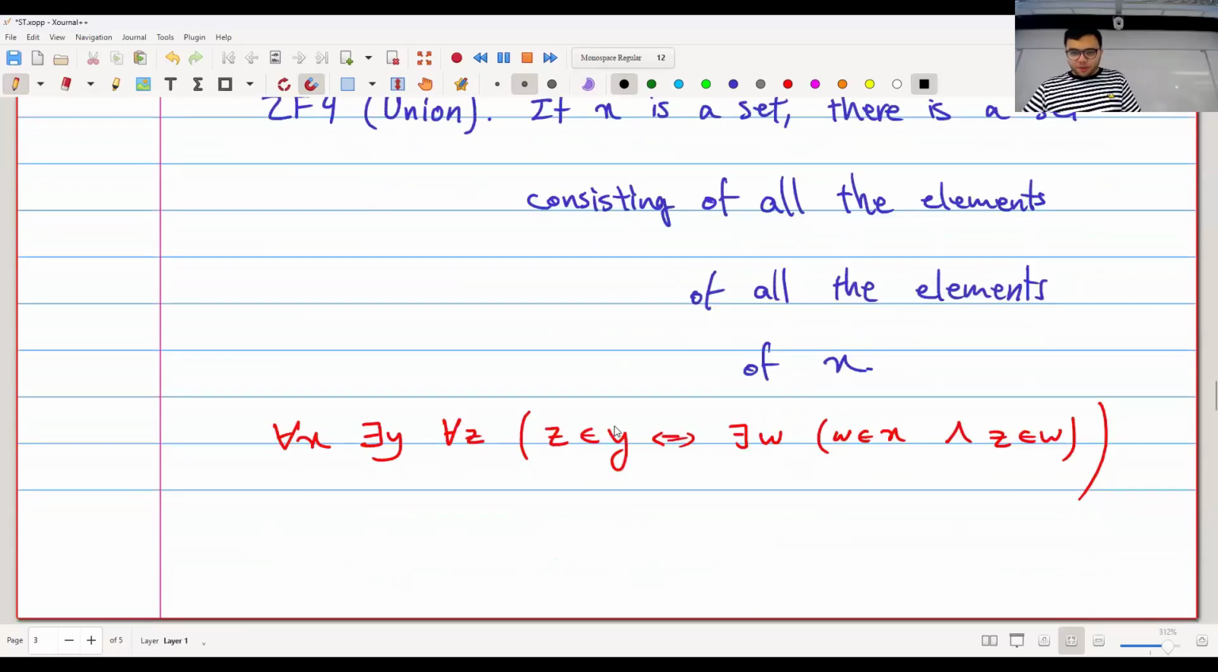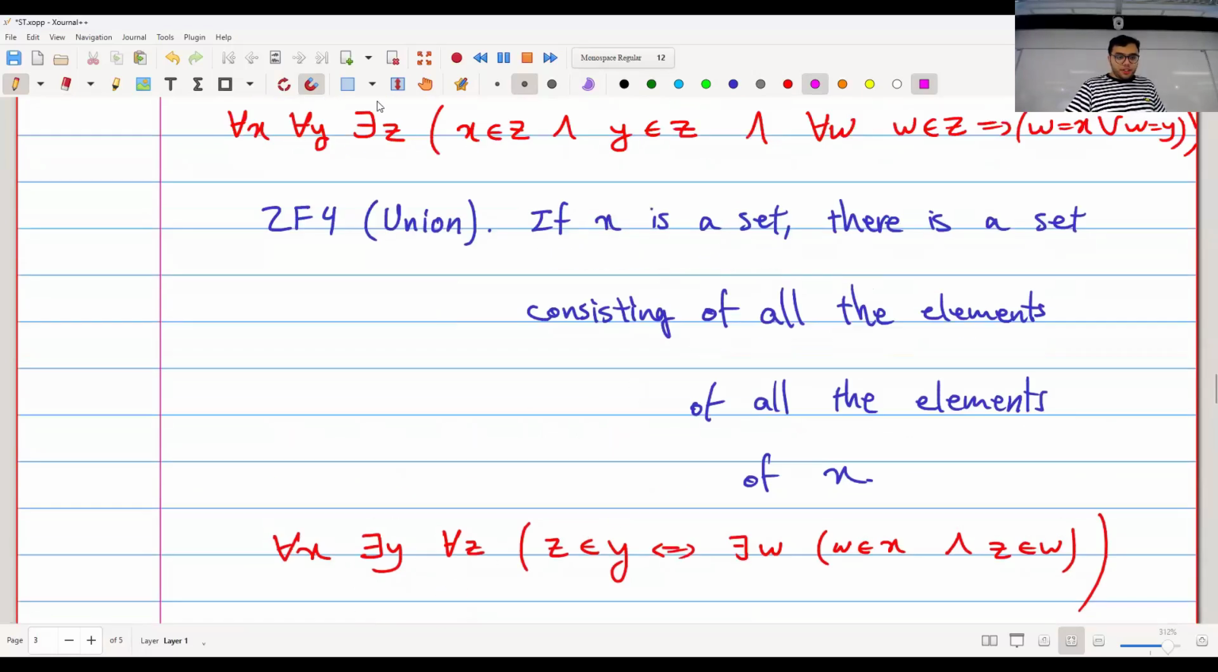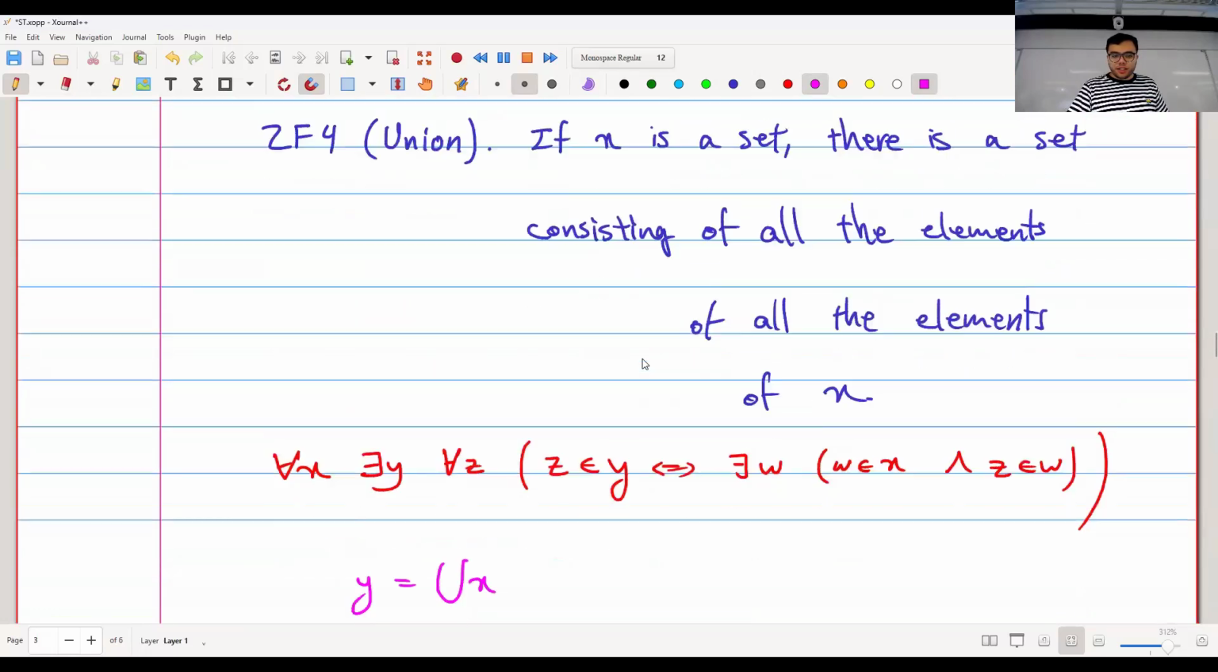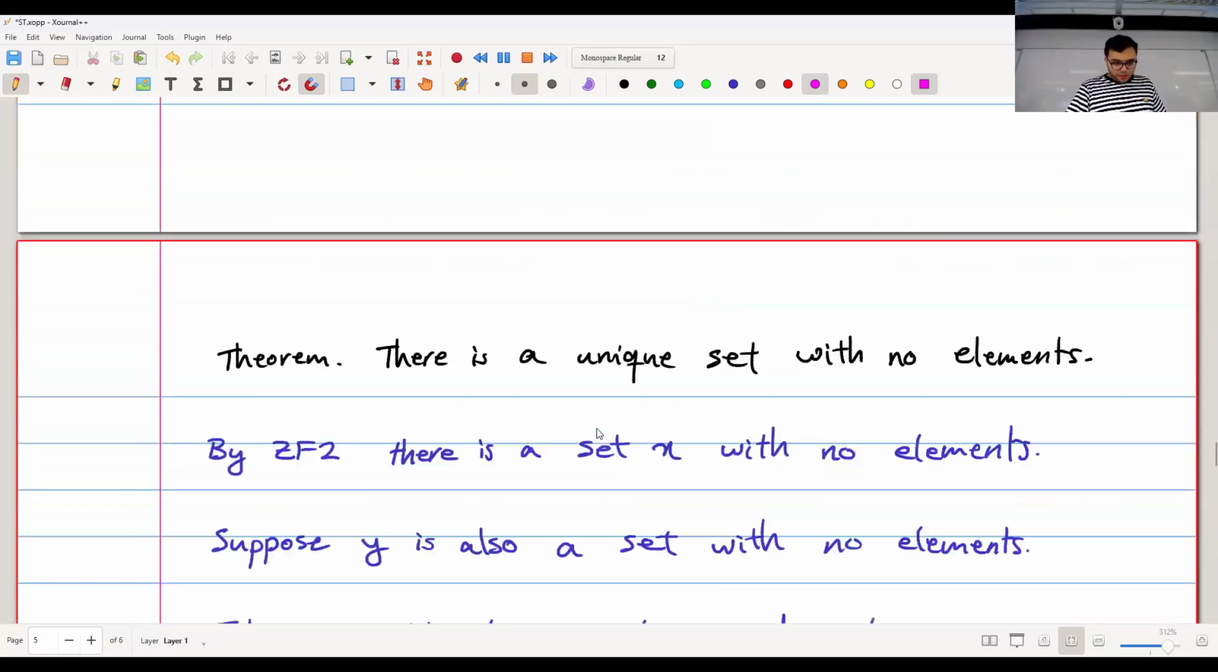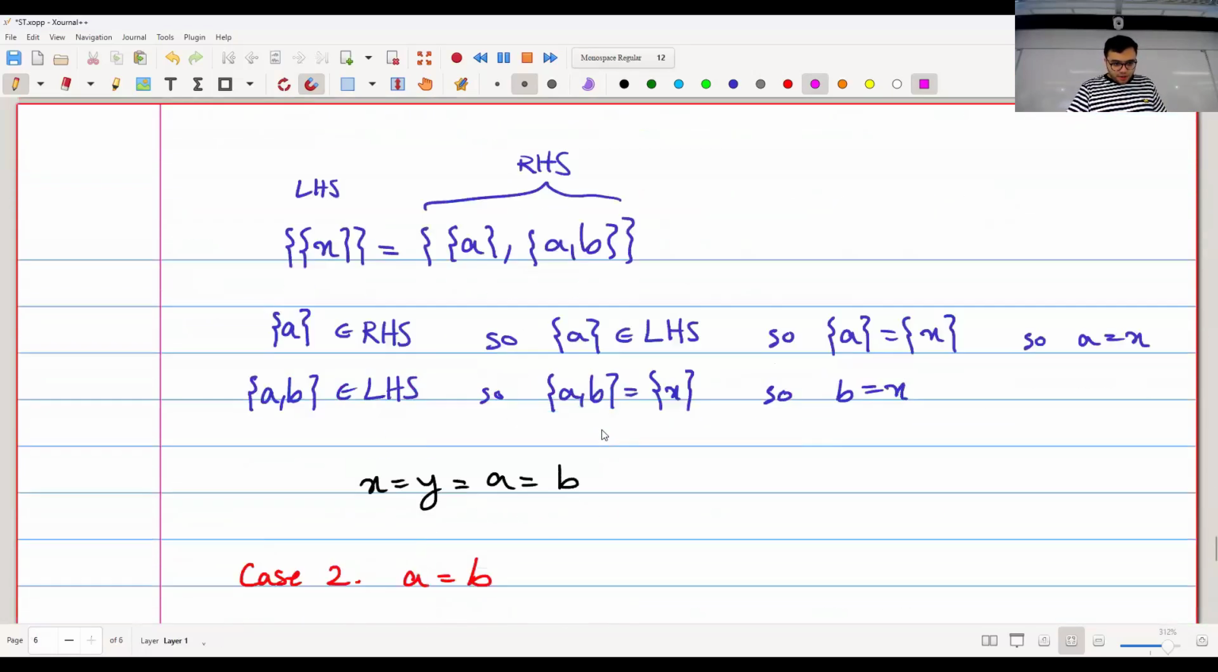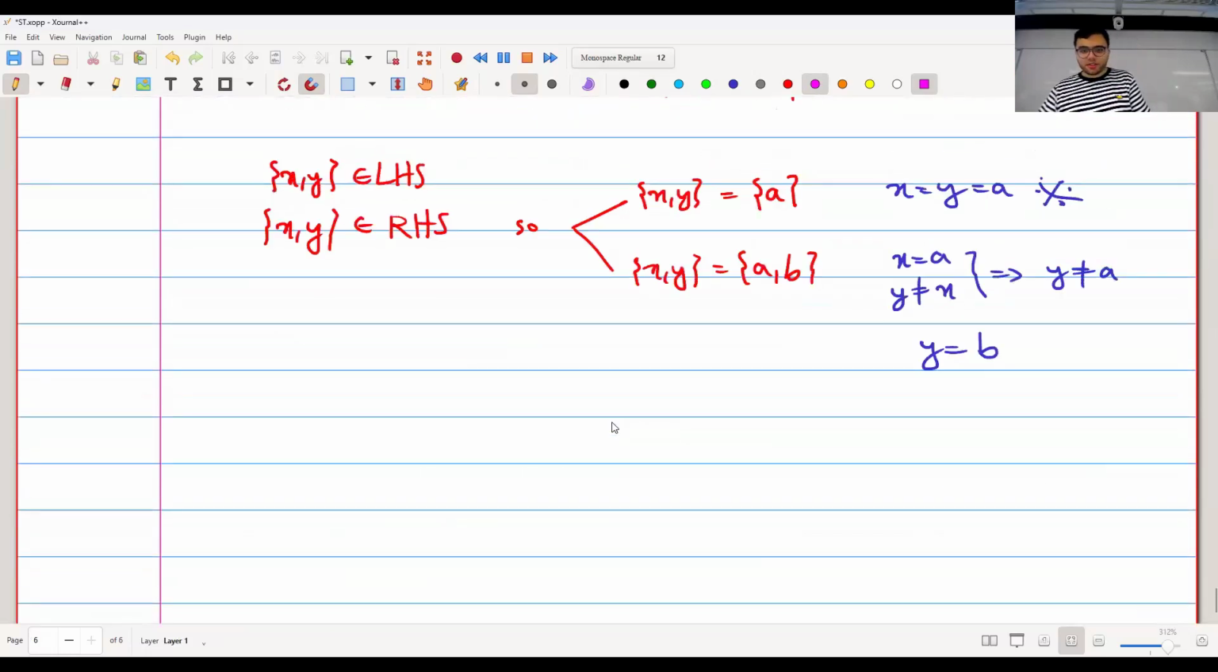And in this case, there's also a unique set. And the notation I'm going to use for this set is this. I'm going to write that Y is the union of X. So whenever I write something like this, it means that it's the union of all the elements. Okay. And of course, now we get the normal union that we know and love. So, okay, let's go here. I'm putting a line here.